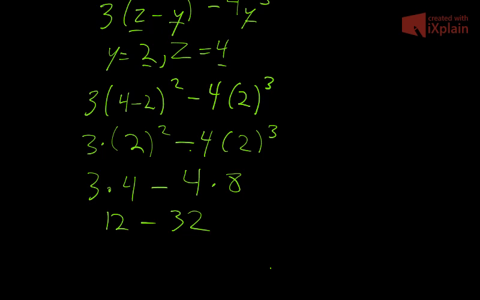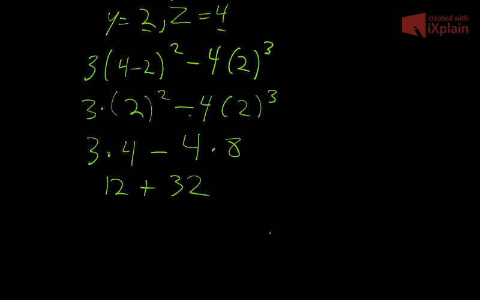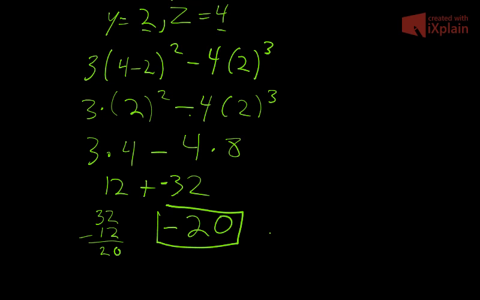And now I have to do this subtraction problem. I don't like those, I'm going to make it into an addition problem. 12 plus negative 32. The signs are different, so I subtract. 32 minus 12 is 20. So my answer is going to be 20, but I need to make sure I keep the sign of the bigger number. 32 is bigger than 12, so I keep the negative, and I end up with negative 20. So my answer there is going to be negative 20.